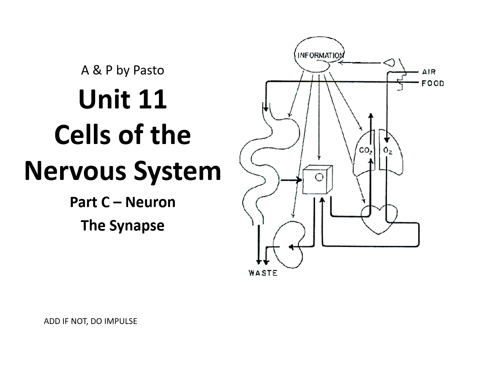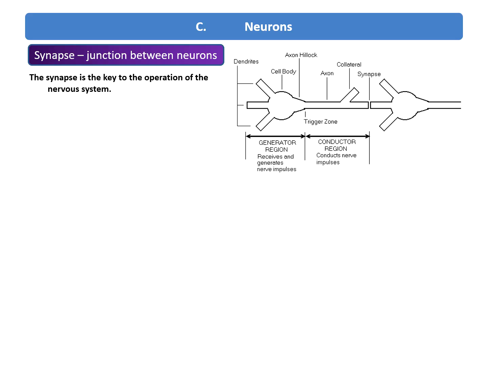Now we're ready to continue with Part C. We'll look at the synapse. If you have not done the first part of the neuron, entitled The Nerve Impulse, be sure and complete that video first. The synapse, as you will see, is the key to the operation of the nervous system.